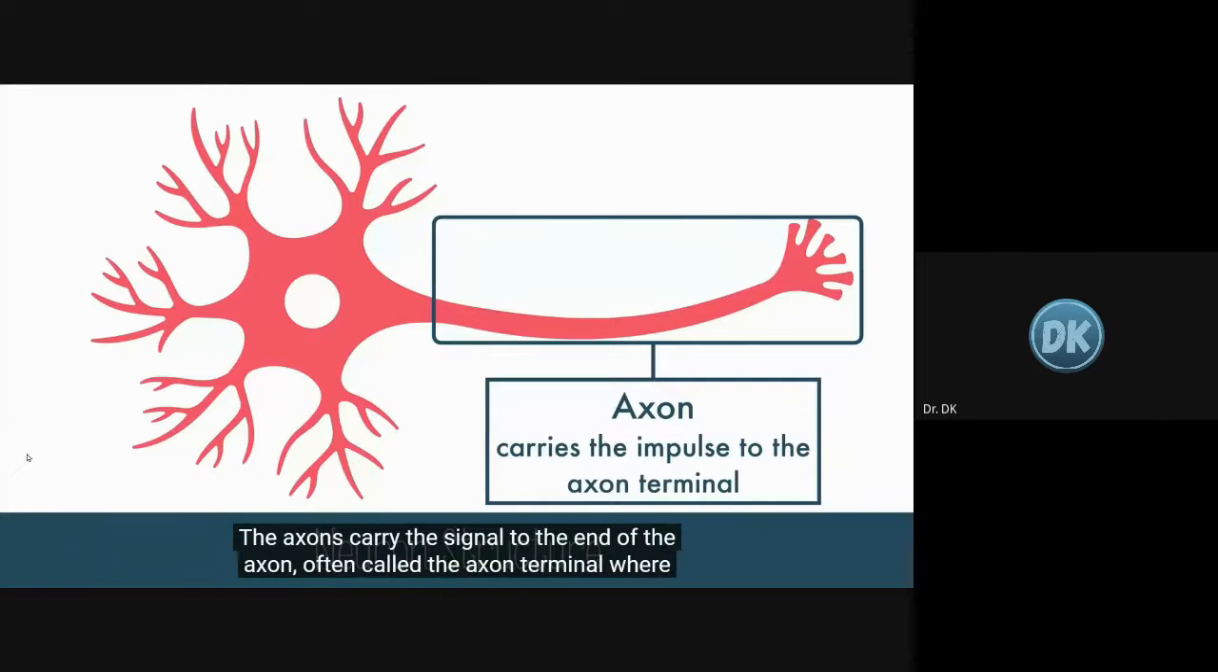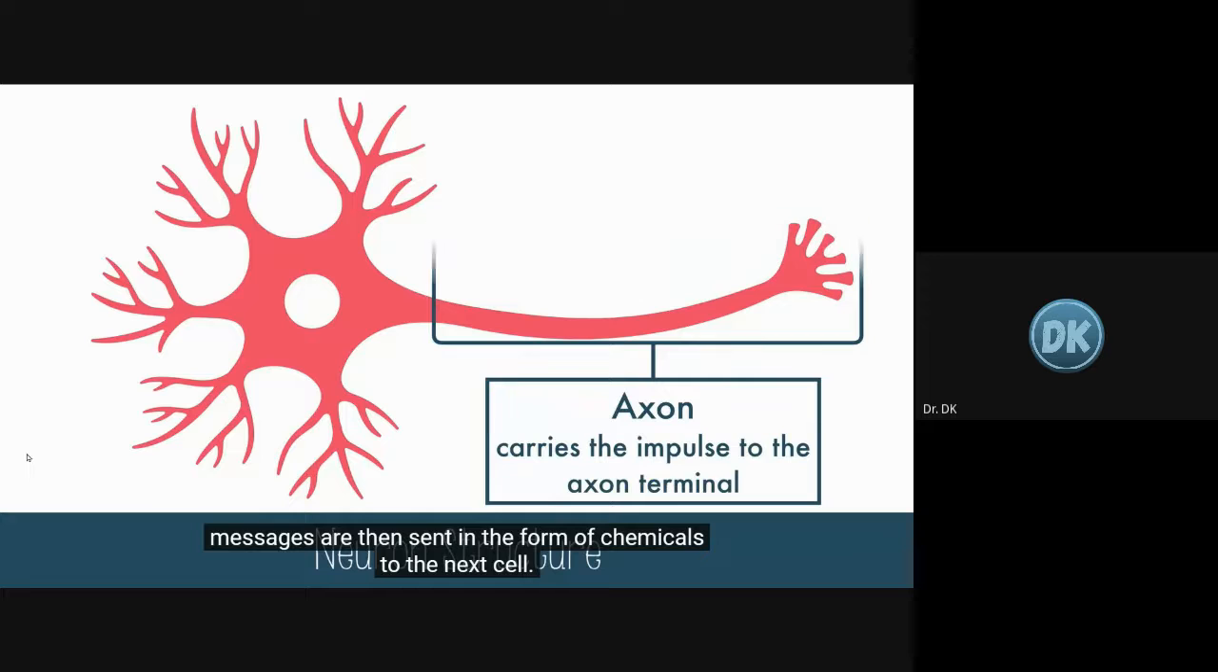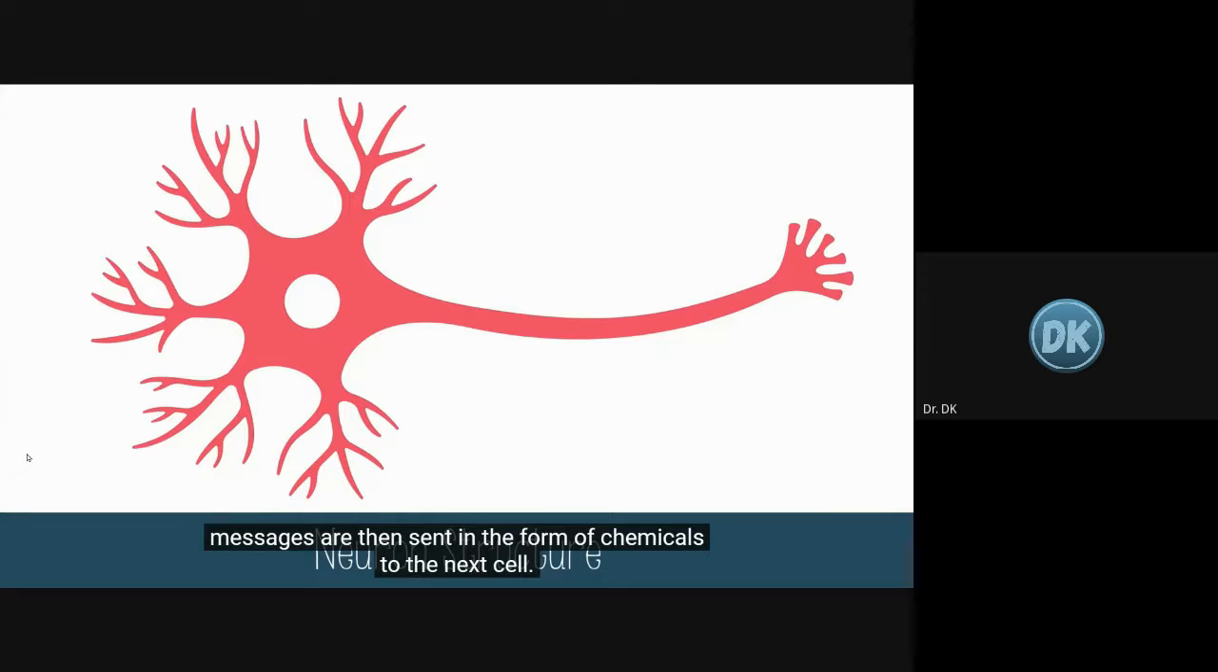The axons carry the signal to the end of the axon, often called the axon terminal, where messages are then sent in the form of chemicals to the next cell. A nerve impulse travels very quickly, about 1 meter per second. But many nerve fibers have a way to transmit signals up to 100 times faster.